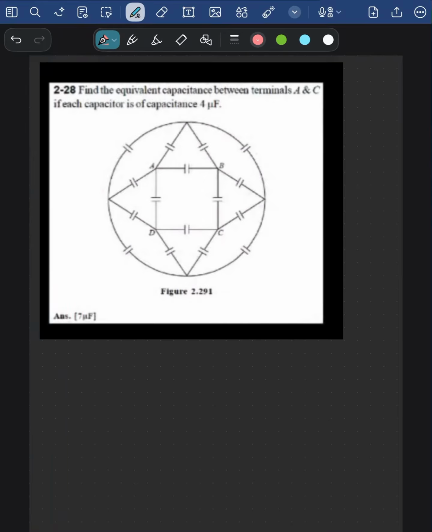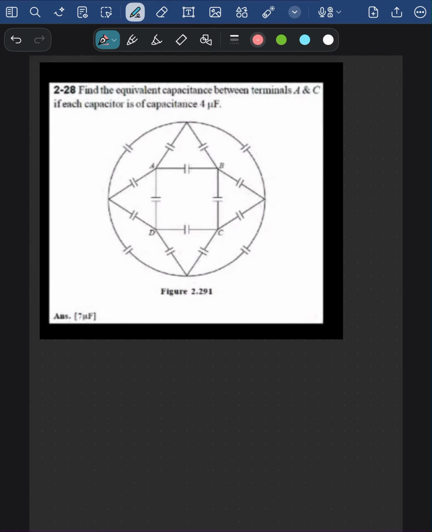Hey guys, let's have a look at this question. In this question, you need to find the equivalent capacitance between A and C. To solve this question, we'll be making use of some ideas of symmetry and some ideas of labeling of potential as well. Let me talk about the symmetrical idea first.